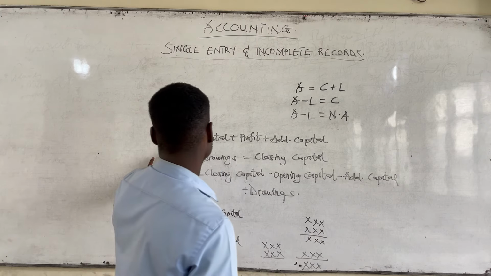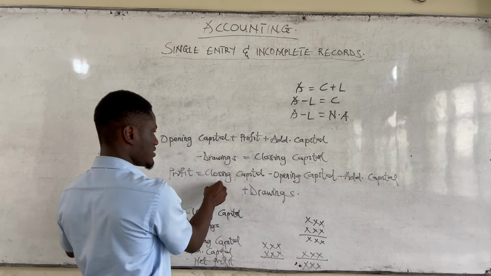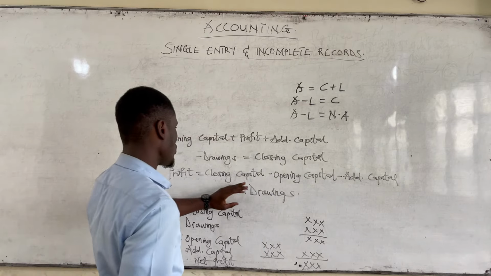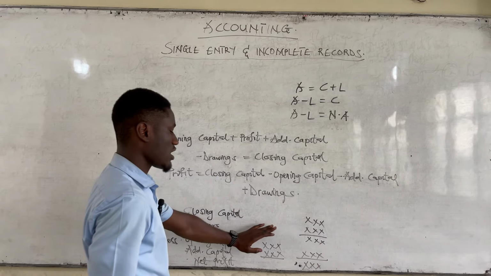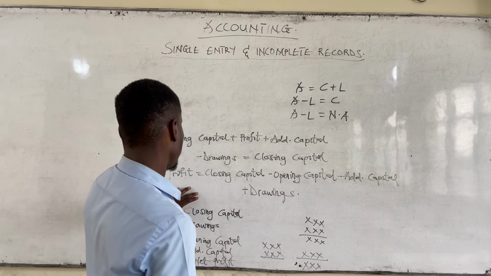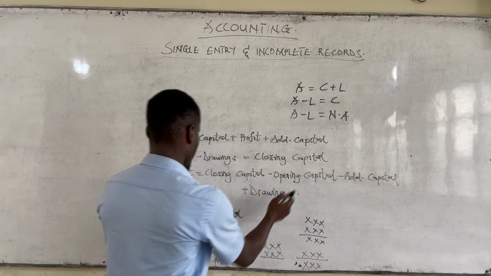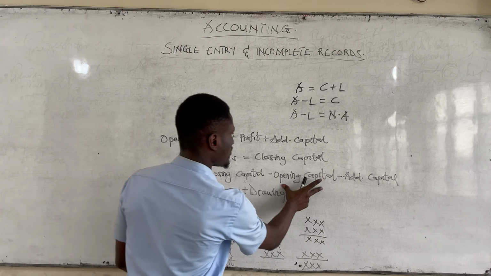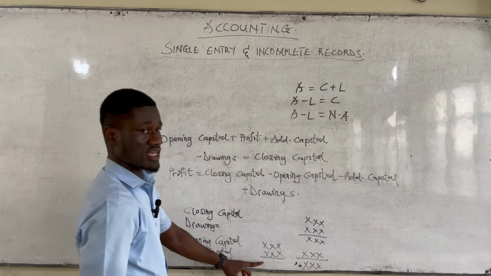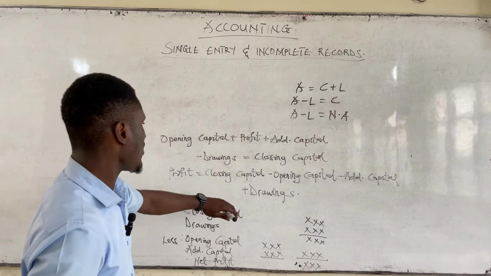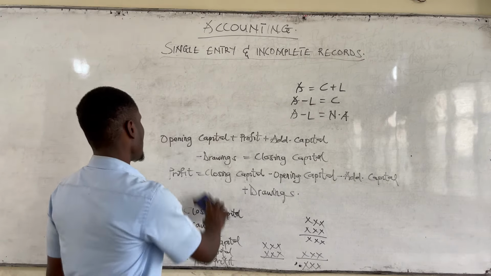So to find our profit is the closing capital minus opening capital minus additional capital plus drawings. I've just arranged them in a vertical format. So it's closing capital here, plus our drawings, minus our opening capital and additional capital, to get our net profit. Good. So this formula or format has to be in your head.